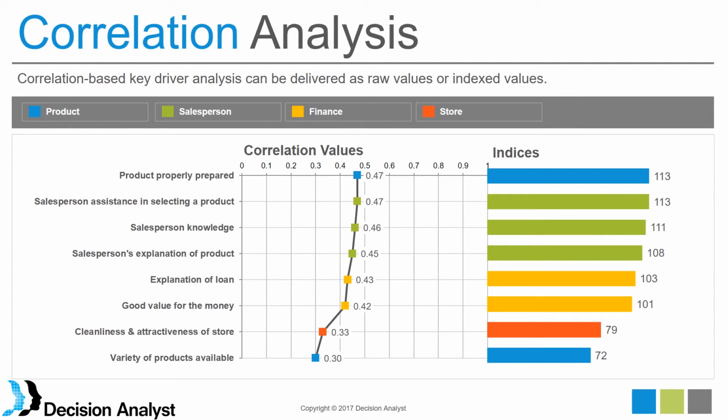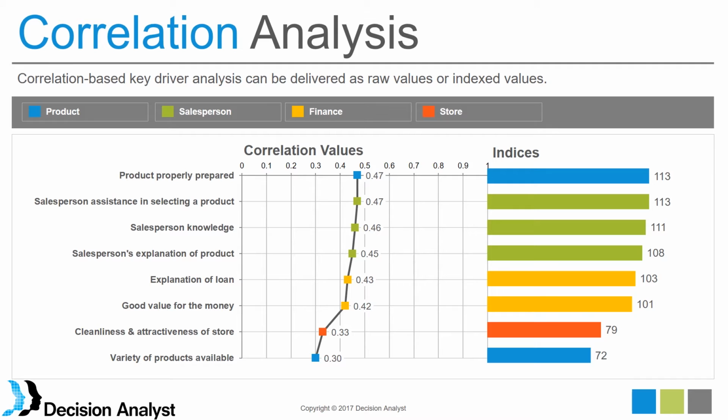So here's some typical results for correlation analysis. It's possible to plot the actual raw values. We find, though, that internal stakeholders can become confused by those values. They look sort of like percentages, and that is not what that value is. So often, instead of showing the actual raw values, we'll index them to the average correlation. So the product properly prepared value is in fact telling us that it's 13% more important than the average correlation.